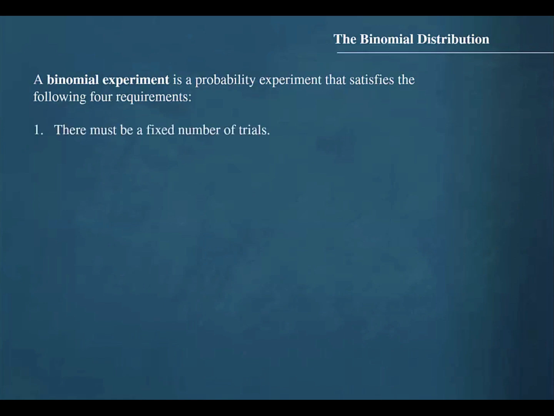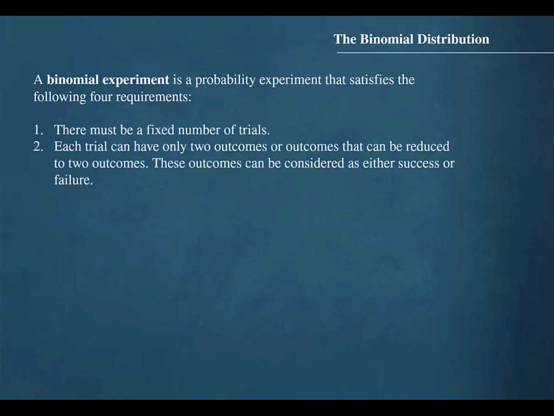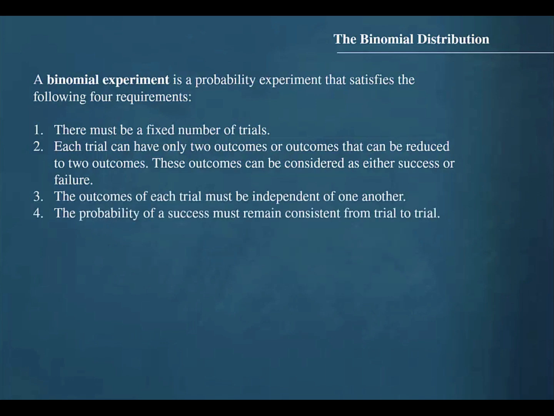There must be a fixed number of trials. Each trial can have only two outcomes, or outcomes that can be reduced to two outcomes. These outcomes can be considered as either success or failure. The outcomes of each trial must be independent of one another. The probability of a success must remain consistent from trial to trial.